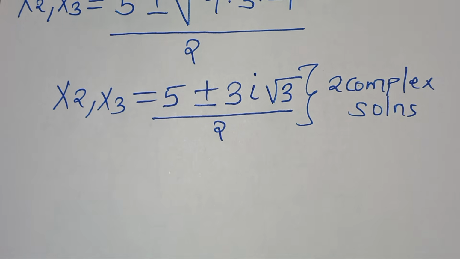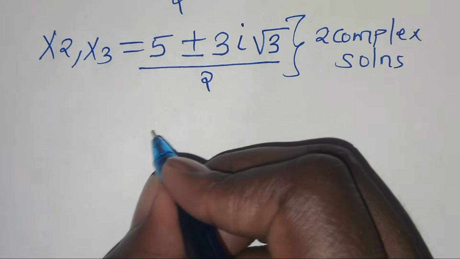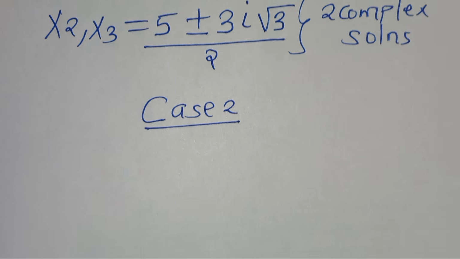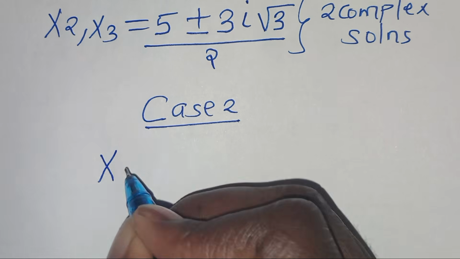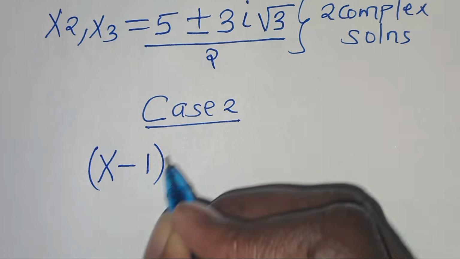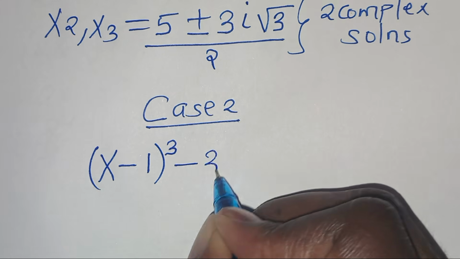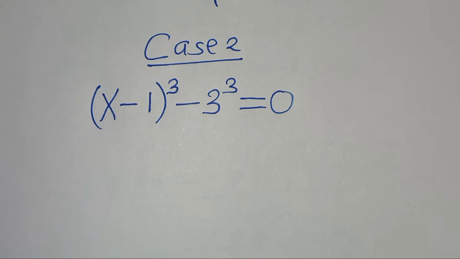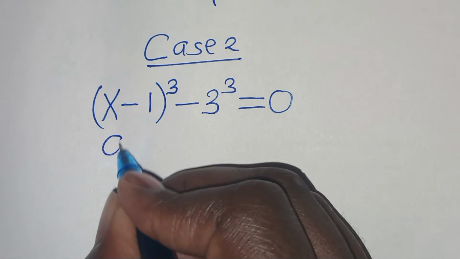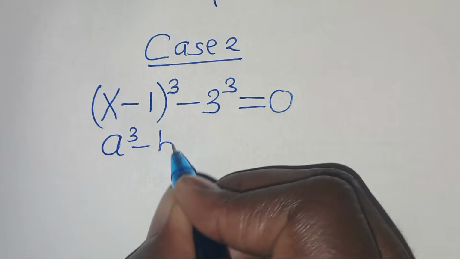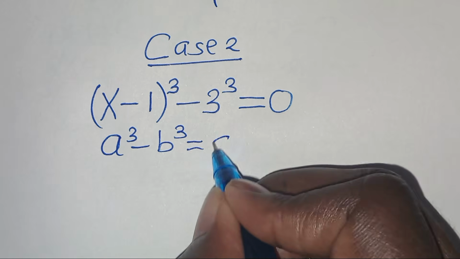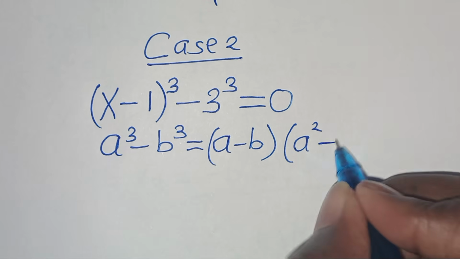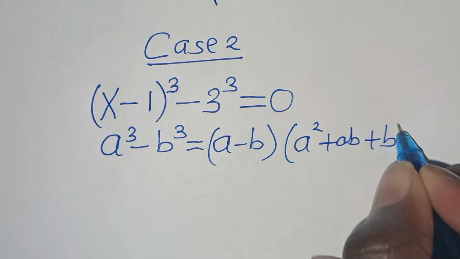Now let's proceed to case 2. Here we have x minus 1 raised to the power of 3 minus 3 to the power of 3 equal to 0. This is the difference of two cubes, a to the power of 3 minus b to the power of 3, which we can express as a minus b times a squared plus a times b plus b to the power of 2.